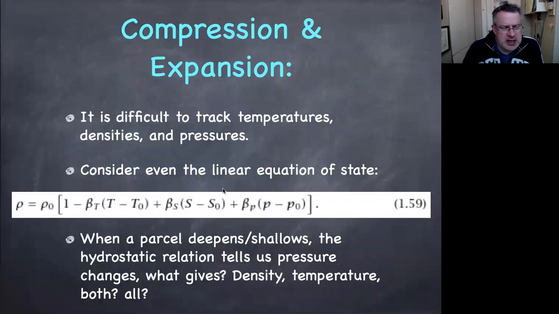So when a particle deepens or shallows, the hydrostatic relation tells us the pressure changes. But what else in this relationship changes? Density, temperature, both, all? In the ideal gas case, where there's only temperature, potential temperature, entropy, what changes is that the entropy is conserved going up and down, which means that the potential temperature is conserved going up and down. So the potential temperature doesn't change in an ideal gas as you go from height to height. Then from that, you can figure out what the resulting density, temperature, pressure are.